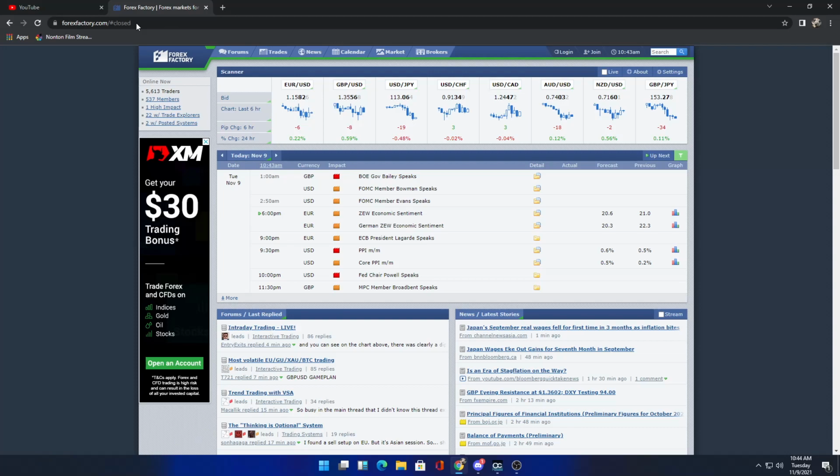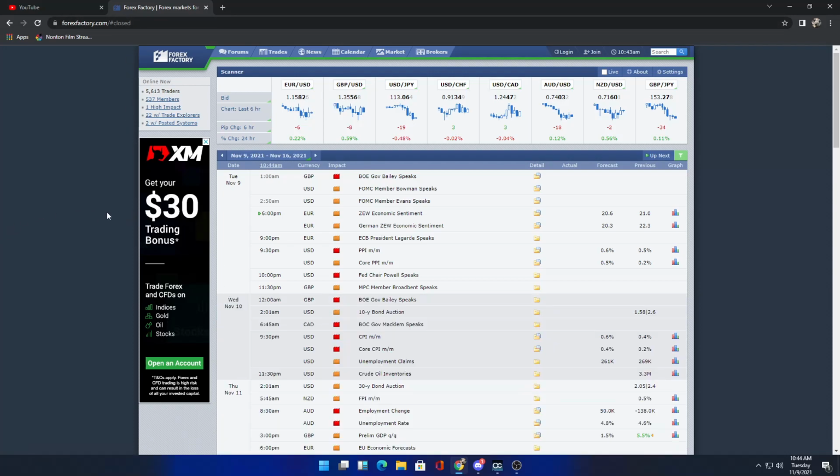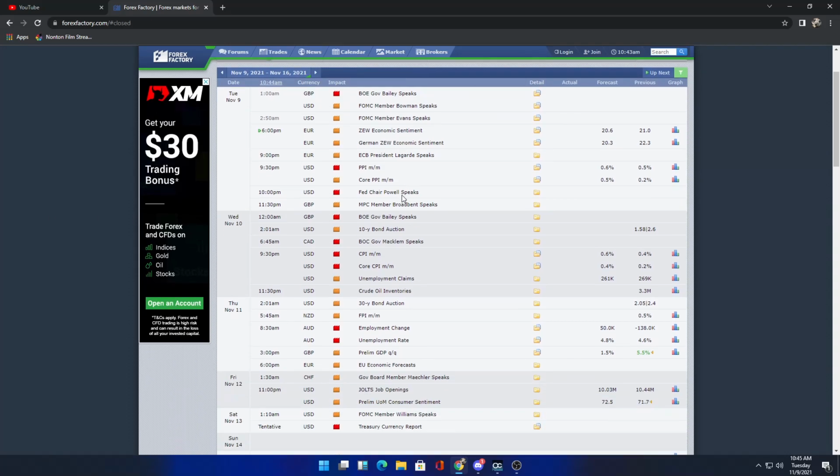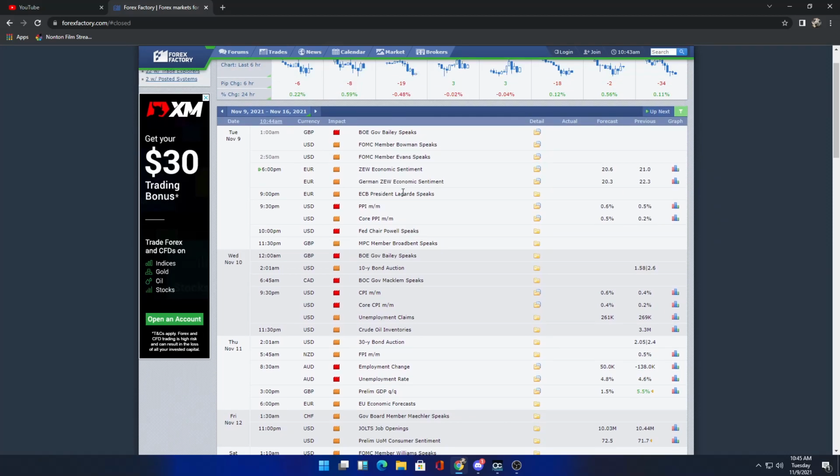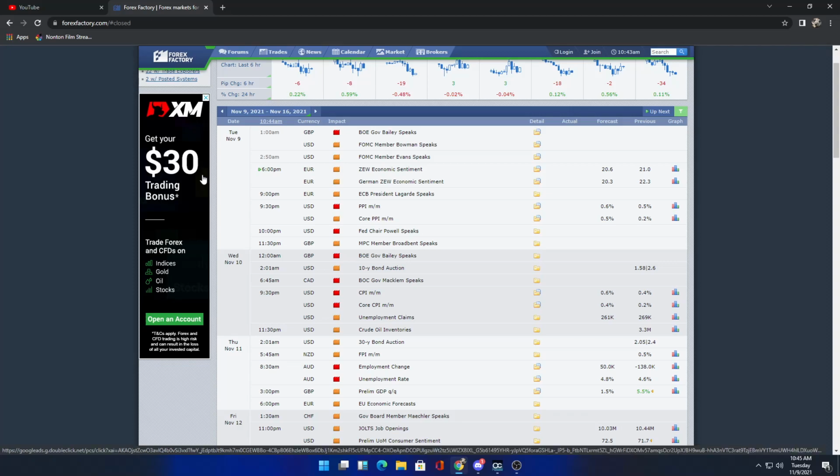This is one of the things I use: I look at forexfactory.com to see the economic calendar for today. Basically you can see the projection for one week, what news is going to be released this week. Let me focus only on today, because we want an intraday or maybe scalping position. Today is Tuesday, November 9.